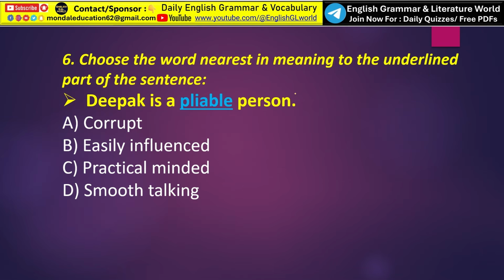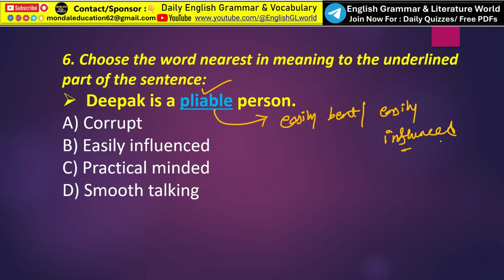Next, choose the word nearest in meaning to the underlined part of the sentence. So Deepak is a pliable person. Now the word pliable means easily bent or easily influenced. Okay, so that is called pliable. So when used for a person, the word pliable describes someone whose opinions or decisions can be changed easily by others. That is called actually pliable.